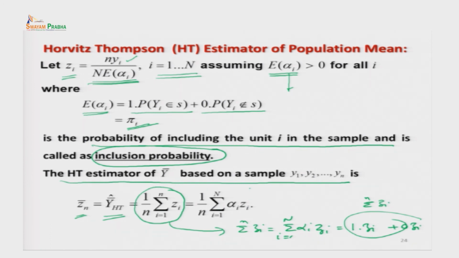So this is the way in which we can express the Horvitz-Thompson estimator as 1 upon small n, summation I goes from 1 to capital N alpha I z I, where alpha I is the indicator of inclusion, with inclusion probability being the probability of including the unit I in the sample. You will see that this is going to help us a lot. Handling the Horvitz-Thompson estimator from the mathematical point of view, from the algebra point of view, will be simpler, and we can do it for a sample of size small n. This is what we have done here.